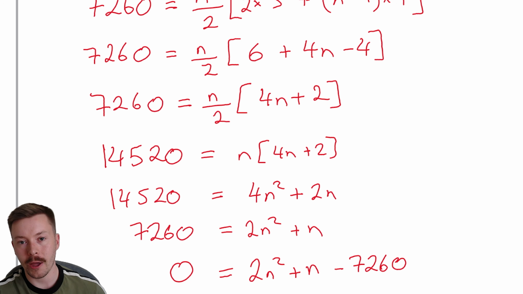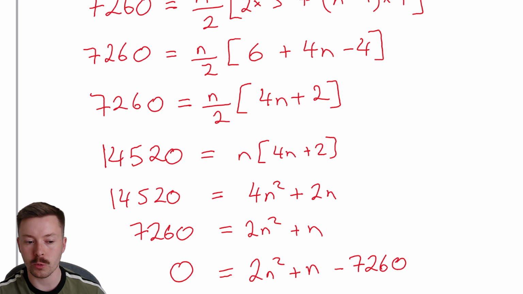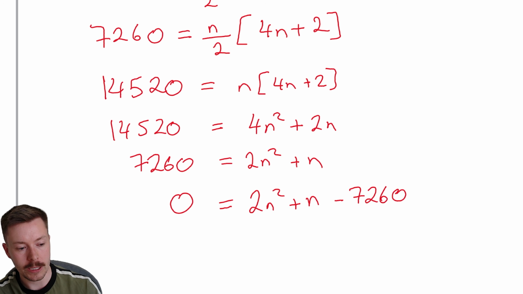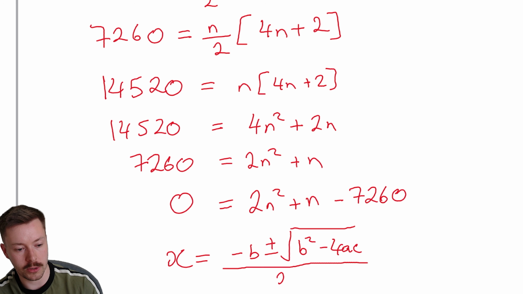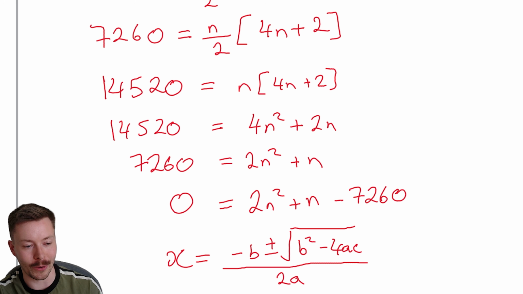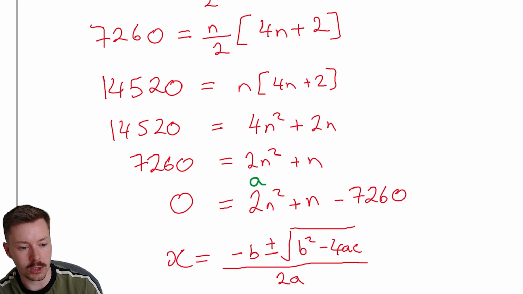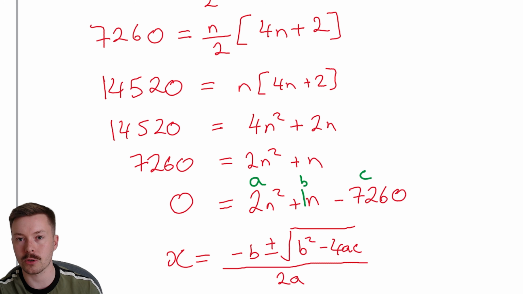Now from there I could factorise. The better way, I think, to approach this, because of how big c is, minus 7,260, would be to use the quadratic formula. The quadratic formula is minus b plus or minus the square root of b squared minus 4ac, all divided by 2a. I've used that so many times I can remember it off the top of my head. Now a is going to be the 2, b is actually going to be 1, and c is that minus 7,260.